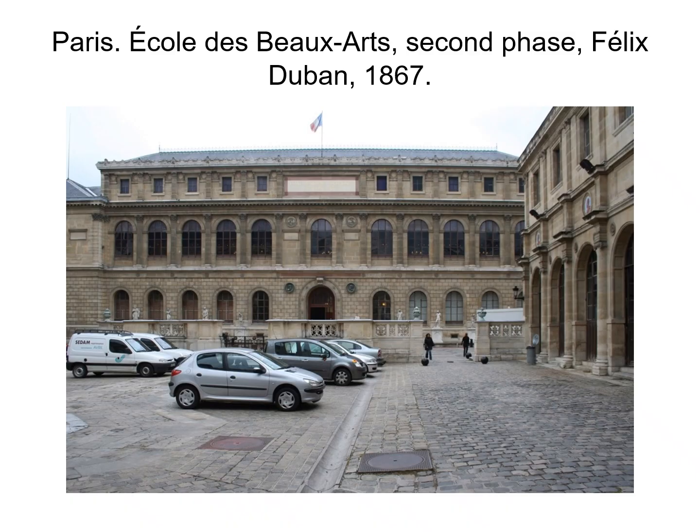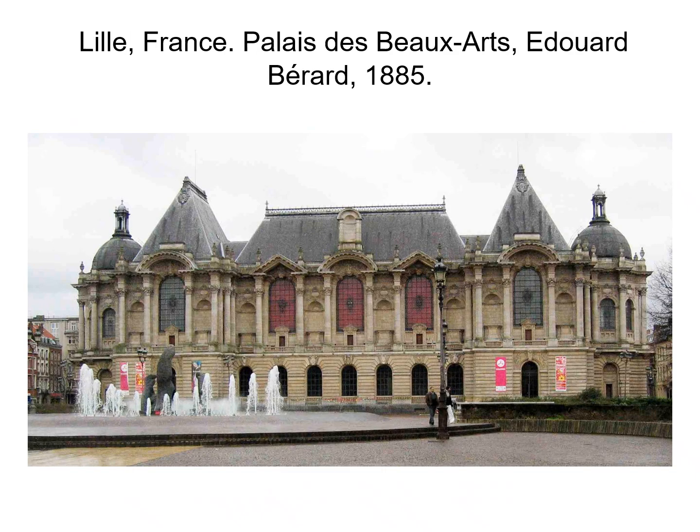Eclecticism was the combination of the best aspects of different styles into a contemporary style. The facade emulated Roman Renaissance style, its base with the Cancelleria's ashlar rustication, the upper story with bays borrowed from the Belvedere Court of the Vatican. The eclecticism of Beaux-Arts graduates led to creative combinations rather than classical rigor. In this image of Lille, France, Palais des Beaux-Arts, Edouard Bérard, 1885.